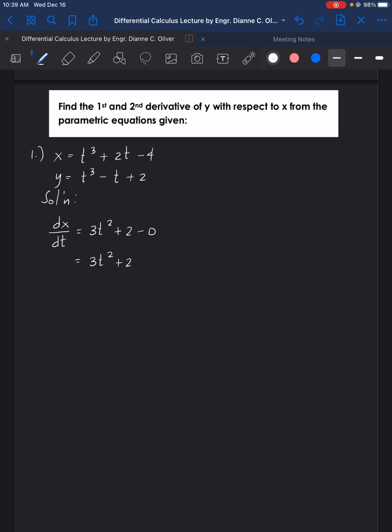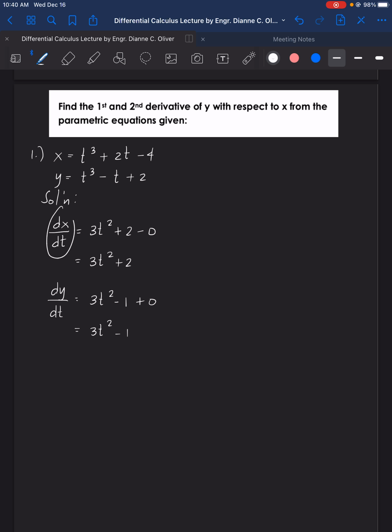The next one is to derive the second equation, y with respect to t. So that becomes dy over dt is equal to 3t squared minus 1 plus 0. So the answer here is 3t squared minus 1. So that is for dy over dt. Now what we're looking for is dy over dx. So how will we get that value?